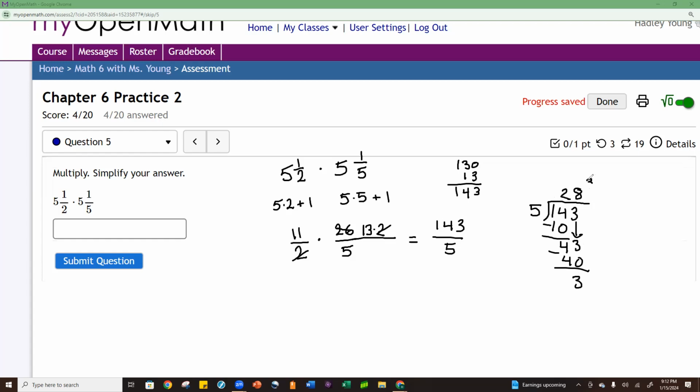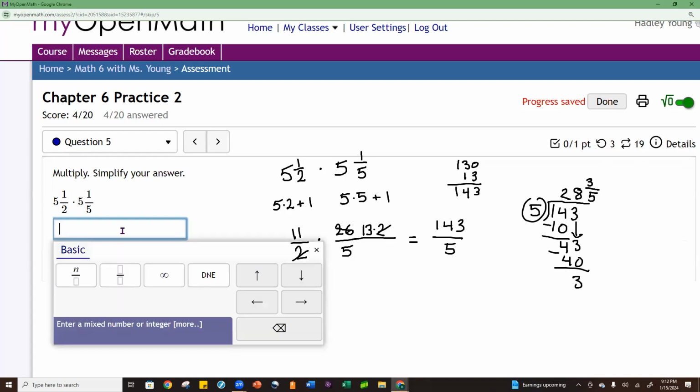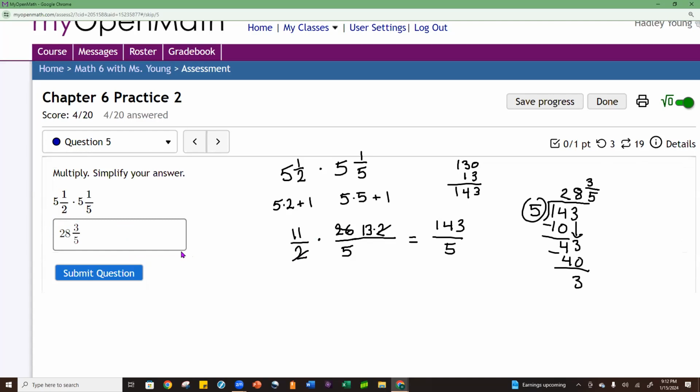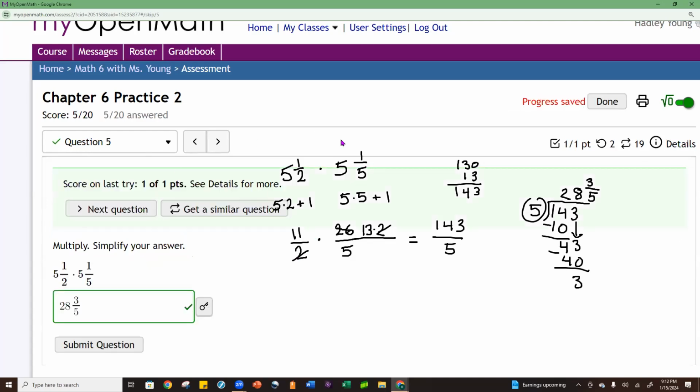But just like the last problem, I put that remainder as my numerator, and my denominator is whatever I was dividing by, my divisor. So I head on over to this box here, and I type 28, this fraction, 3 over 5, and I hit enter. Submit question. Good, we got it right. If you get it wrong, just try again. It lets you have 3 tries with each question, and then it changes the numbers. Then you can keep trying.